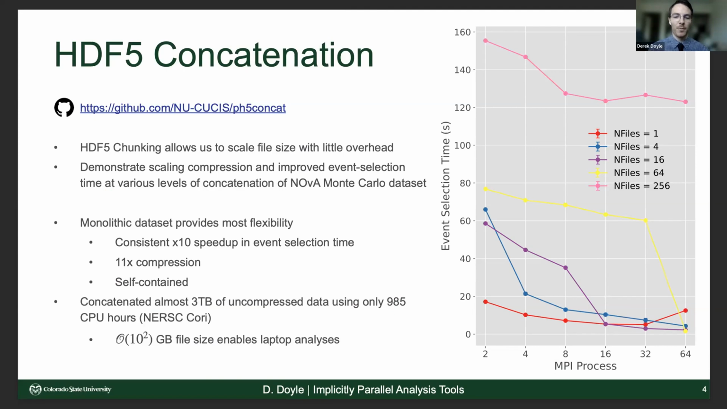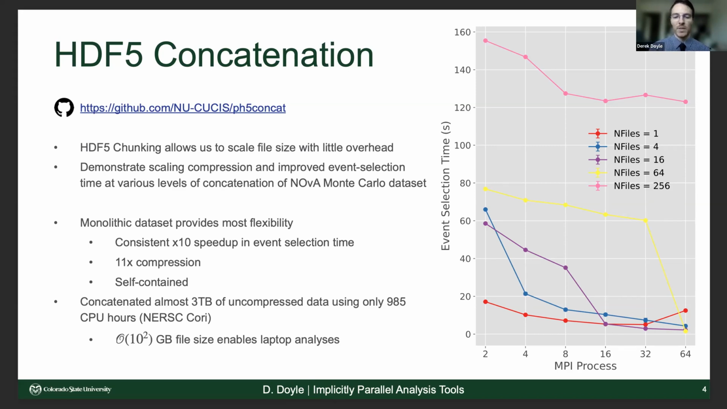HDF5 I/O is performed by chunk and supports partial reading of data sets as they're needed. This allows us to analyze files of arbitrary scale without adding overhead to many parallel processes reading smaller portions of the data. So we've looked at how we can benefit from concatenating many of our HDF5 files into a smaller and smaller number of larger files using some software that was developed by collaborators at Northwestern University.